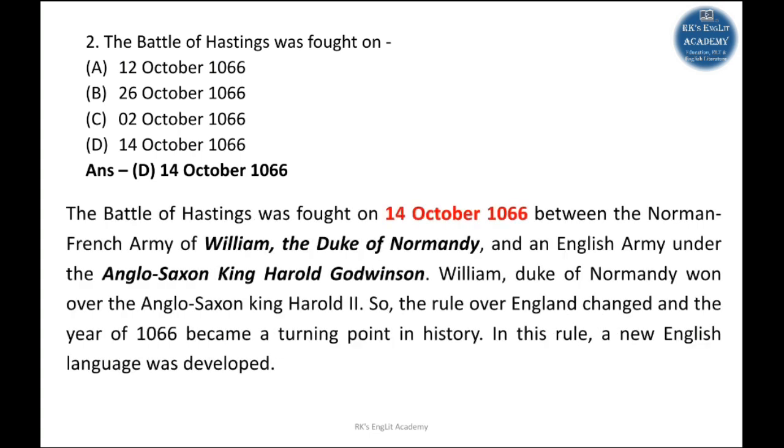The Battle of Hastings was fought on 14 October 1066 between the Norman French army of William, the Duke of Normandy, and an English army under the Anglo-Saxon King Harold Godwinson. William, Duke of Normandy, won over the Anglo-Saxon King Harold II. So the rule over England changed and the year 1066 became a turning point in the history of England.